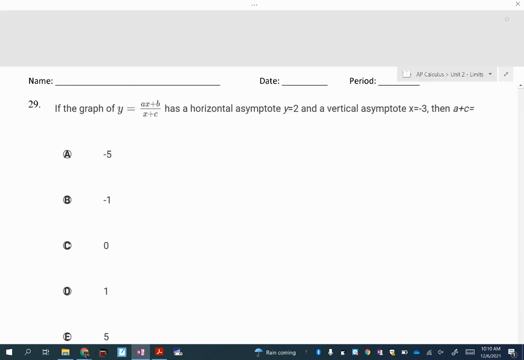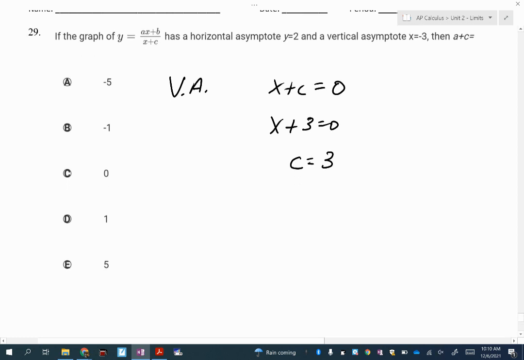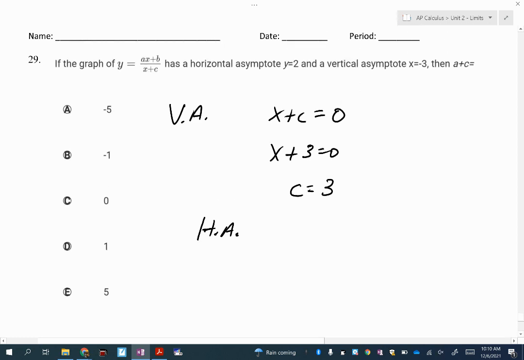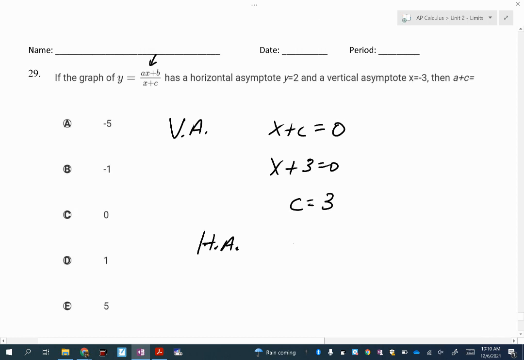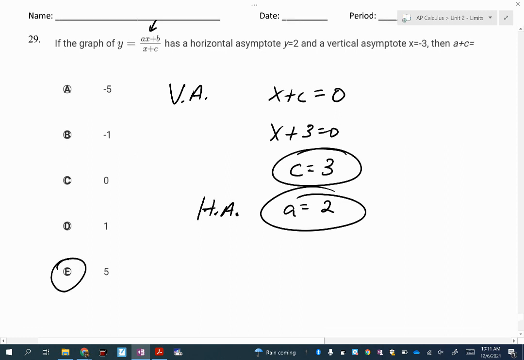All right, finally 29. Kind of similar to the things we've done the last few questions. The vertical asymptote means that your denominator equals 0, and we need that to be x equals negative 3. So if you think opposite, that's going to be x plus 3 equals 0. So C is going to be positive 3. And then for the horizontal asymptote, you'll notice again that the degrees up here are the same. So A has to be that horizontal asymptote of 2. So these are A and C. And then it says, what is A plus C? Well, A plus C is going to be positive 5.